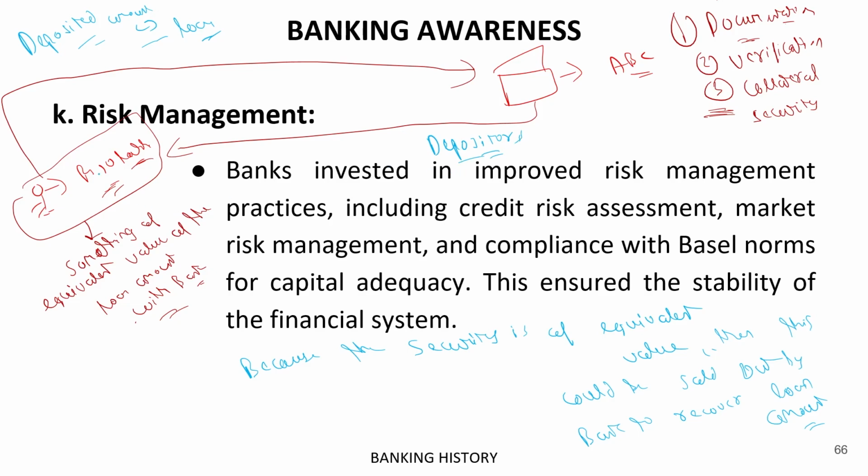Okay. So in this case, it is very necessary for the banks to somehow or anyhow recover the loan amount. Then only the bank will be able to give the amount back to the depositors, and this could be done by the collateral security. So this is the credit risk assessment.